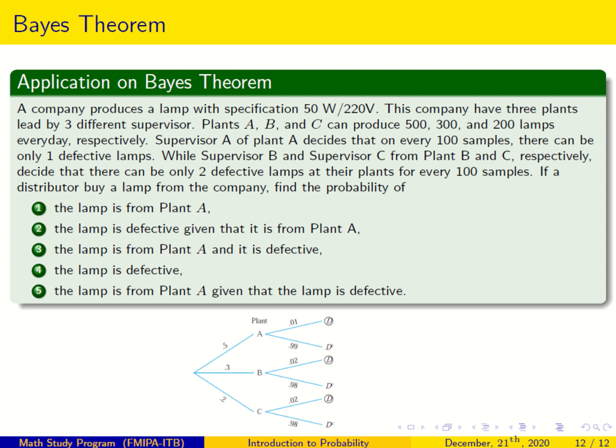Okay, so today we have talked about probability, the definition of probability, conditional probability, independent events, mutually exclusive events, and the last one is the Bayes theorem, the relation between probability of B given A and probability of A given B.